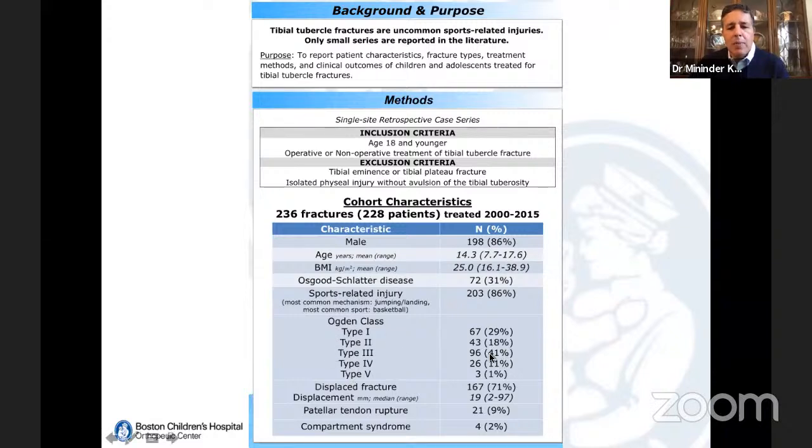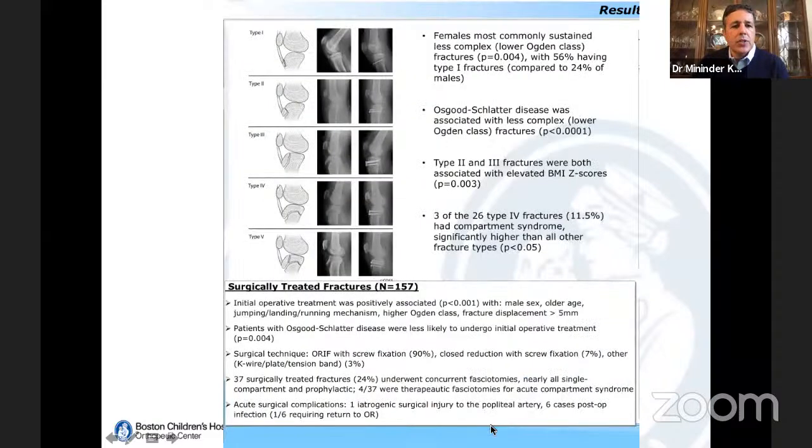So the most common type of fracture was the type 3 fracture. This is the fracture that goes across the apophysis and also the epiphysis into the joint. The second most common fracture classification was the type 1 fracture, and that's the one within the apophysis. Compartment syndrome we saw in 2% of these fractures.